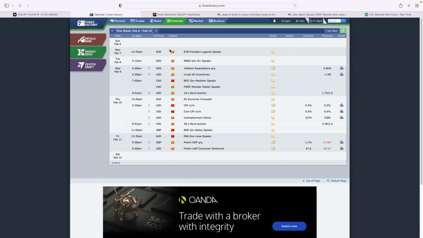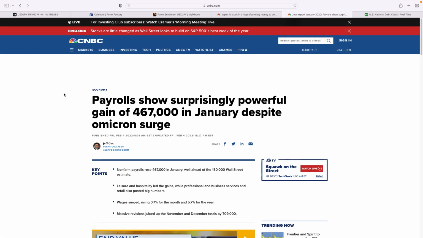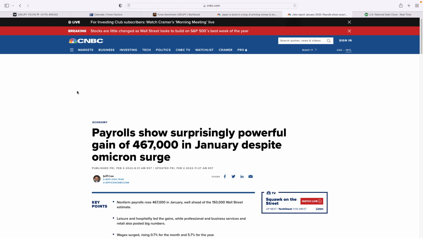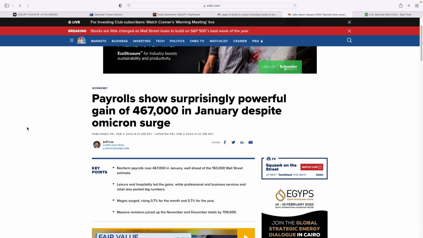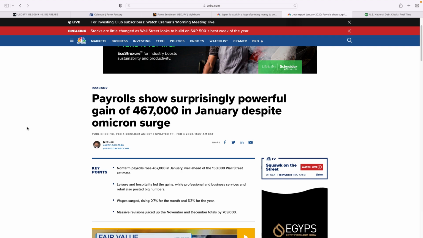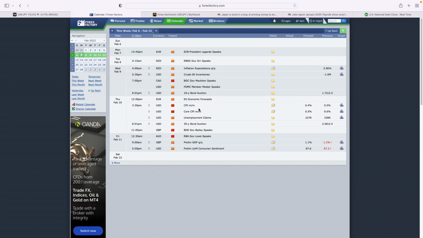So the next thing we're going to do is just go over this article again. It says here that the payroll, which was the last fundamental data, surprisingly had 467,000 jobs created despite the Omicron surge, but that is not the case, because this is for the short term. Now if there's one thing that we need to keep in mind, it's that we've got the CPI and the core CPI data coming out as well.